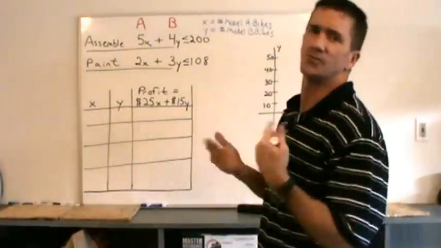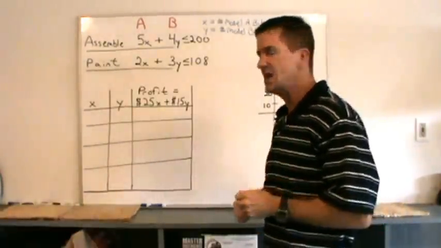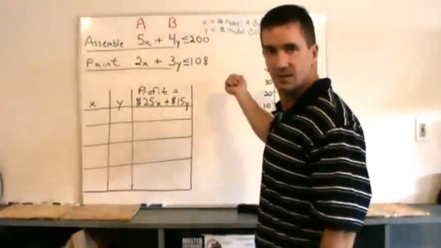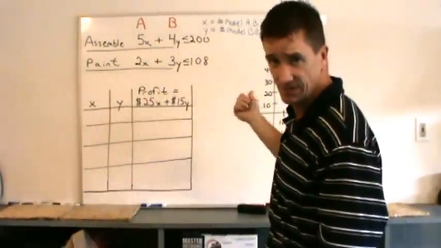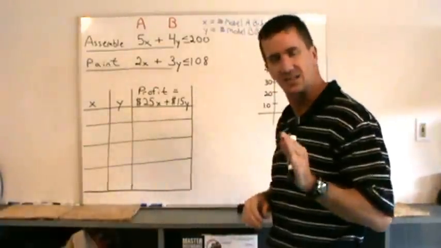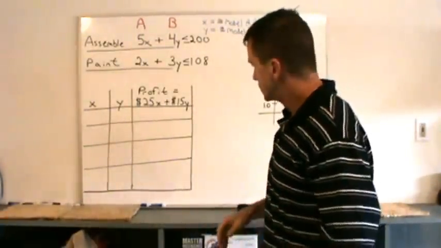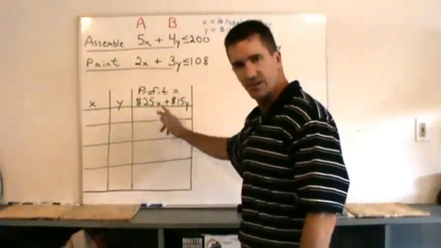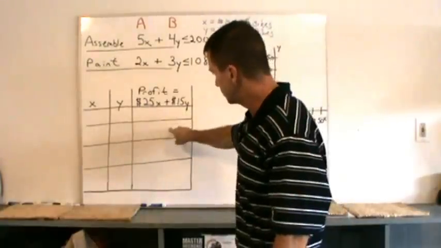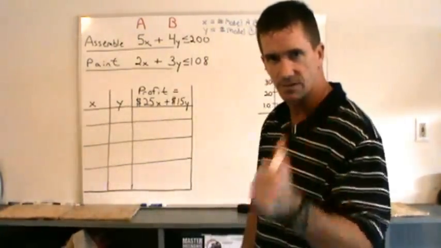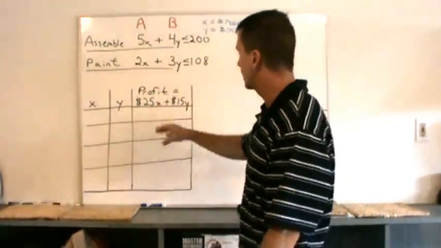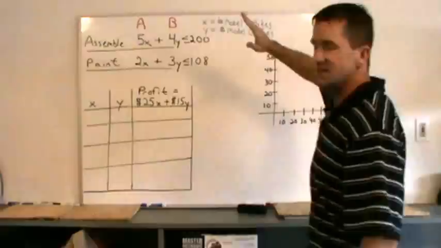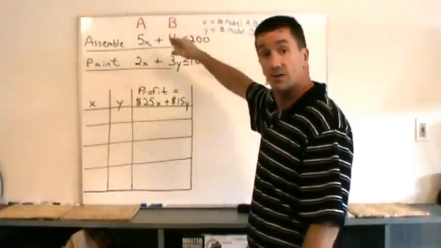And our entire goal in this problem is to determine how many bikes that manufacturer should make in order to maximize profit. So we'll come up with some profit values in the end, and we'll look to see which is the highest profit value. That'll be our selection. But before we do that, we've got to sketch the system of inequalities here.